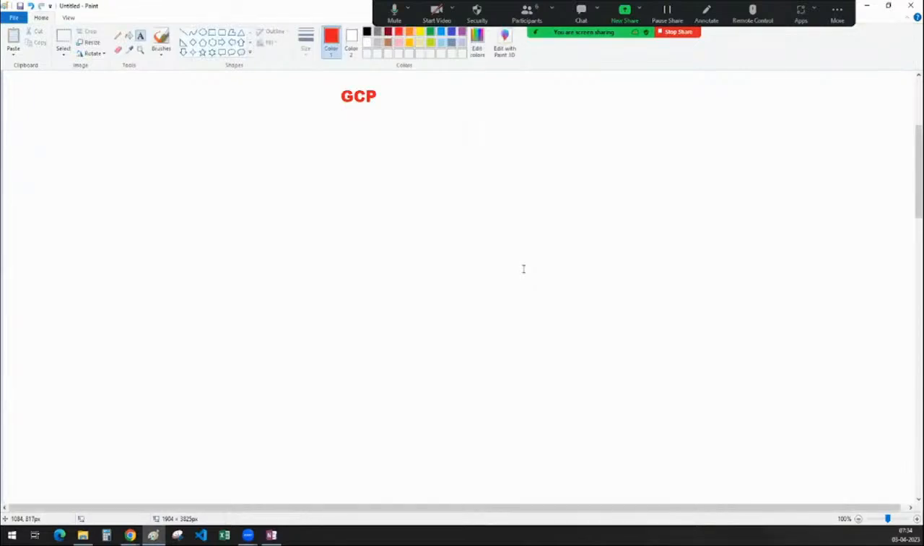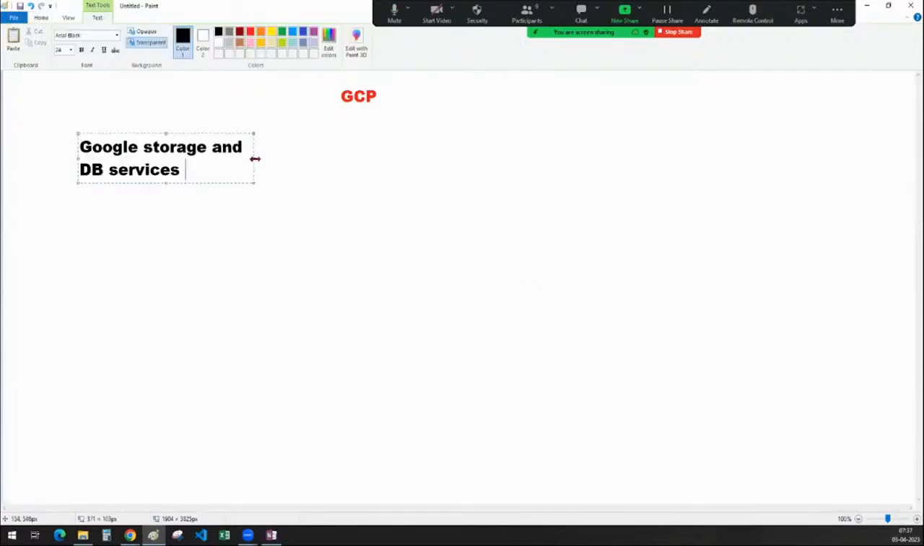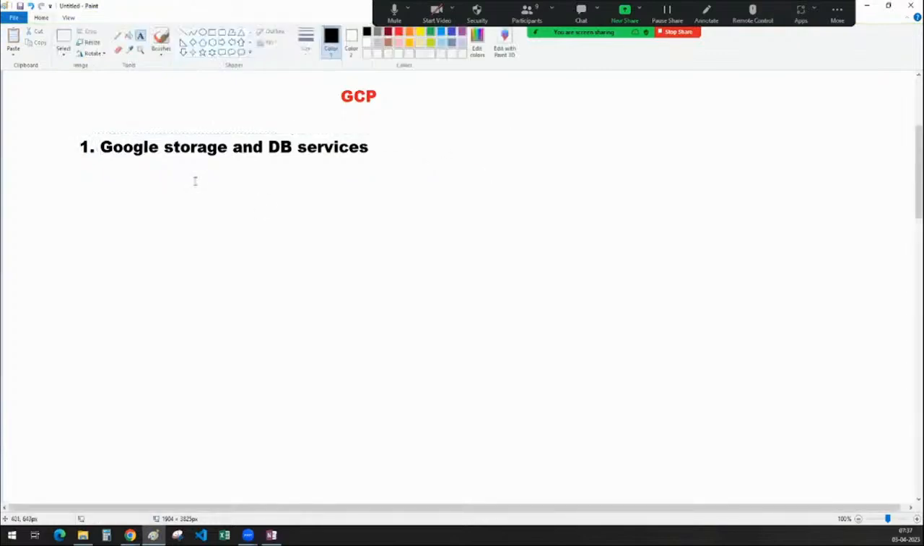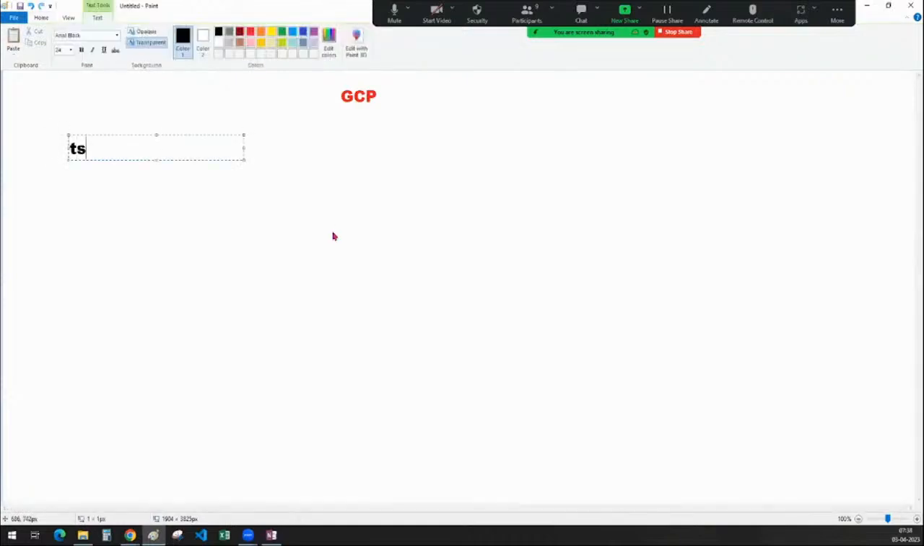Guys, we are seeing nowadays cloud platforms become very famous because of the things that Google Cloud provides. For example, there are Compute Engine and Kubernetes Engine. This is one point where we will be able to learn storage and database services.